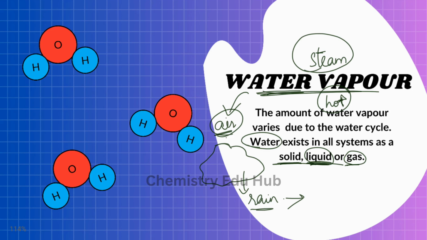So this is the most important component which helps in the formation of rains. The formula for water is H2O, 2 hydrogens and 1 oxygen, and it is a compound.